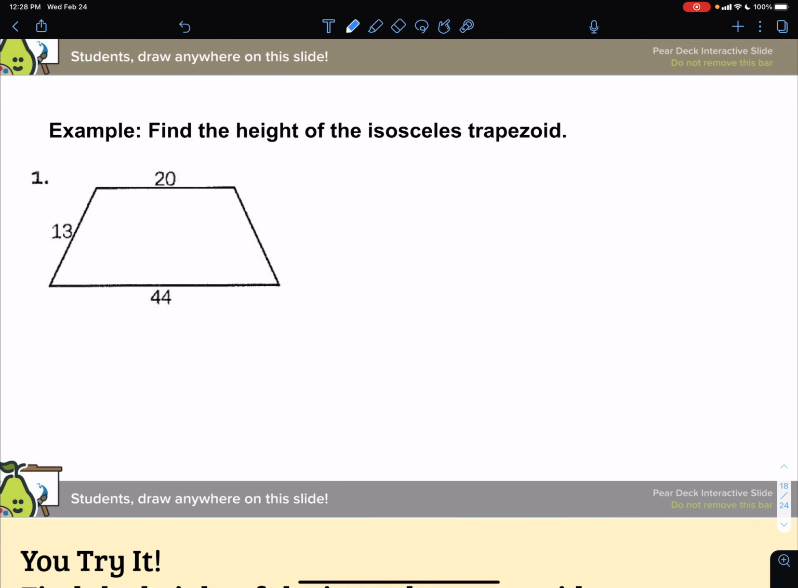Okay, so this is a video where I just want to walk through this example right here. This was from slide 18 in today's lesson. Find the height of the isosceles trapezoid. So first thing I want to do is mark up the isosceles trapezoid a little bit so it looks like it actually is an isosceles trapezoid.